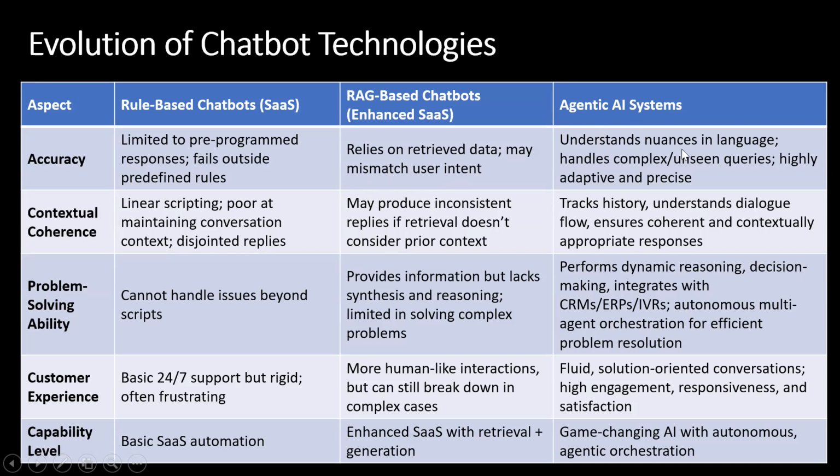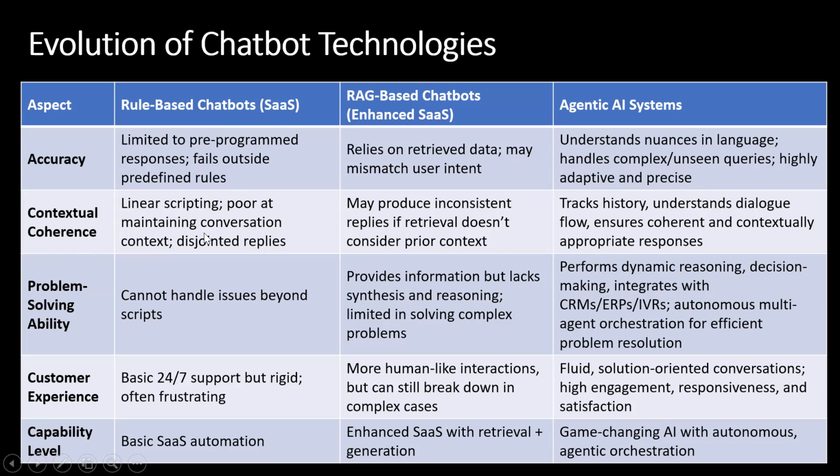They understand the nuance in the language, handle complex and unseen queries, and are highly adaptive and precise. Complex: it will break the task into multiple tasks. It will have other agents who can do the task better. Highly adaptive: based on your feedback or your answers, it will adapt over time. Okay, he loves Air India, so I should not give him an offer of Indigo. Precise. Okay, contextual coherence, linear scripting.